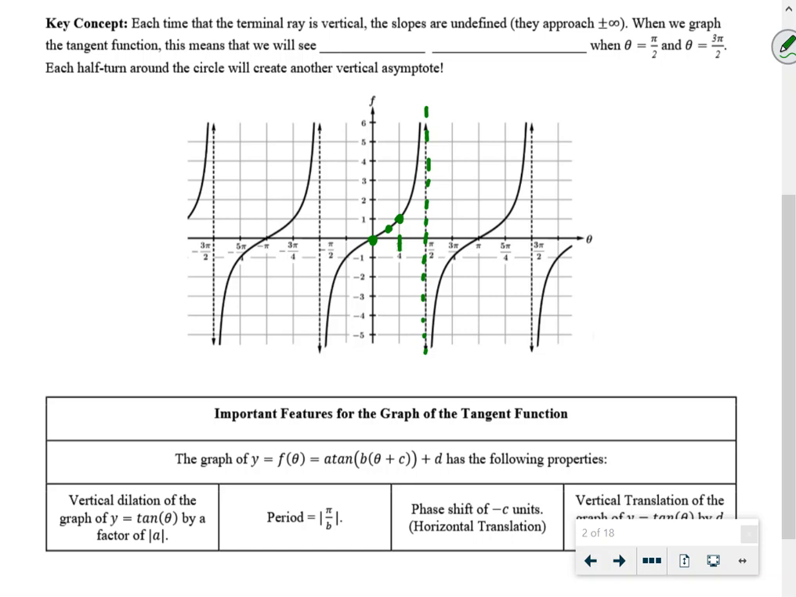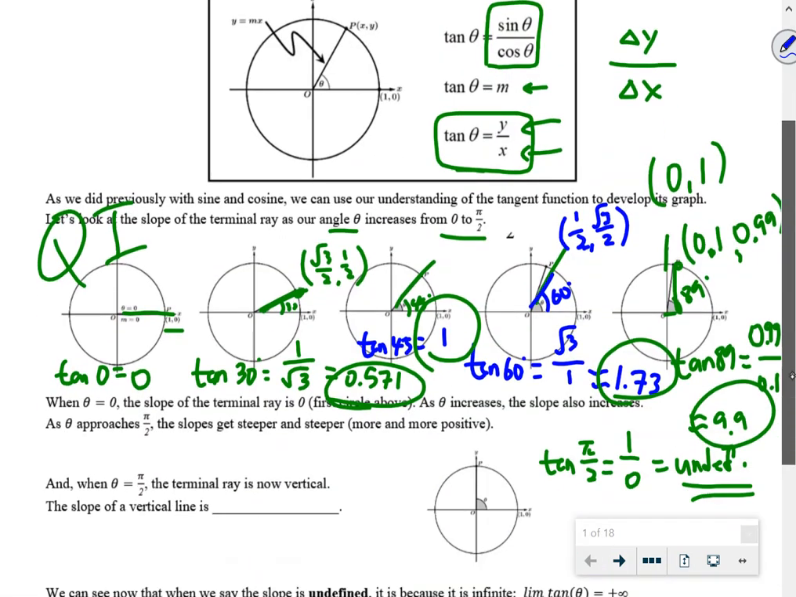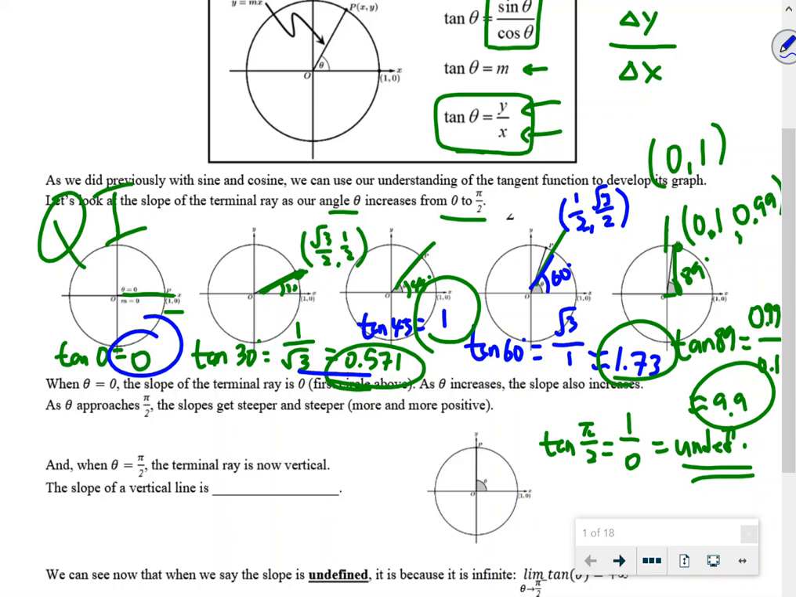When I try 60 degrees, I got 1.7 something. 60 degrees somewhere here, 1.7 something. You see how this is increasing here? Actually, the first quadrant only covers from here to here, from 0 to pi over 2. I only did this guy right here. 0, 0.57, 1, 1.7, and then higher numbers.